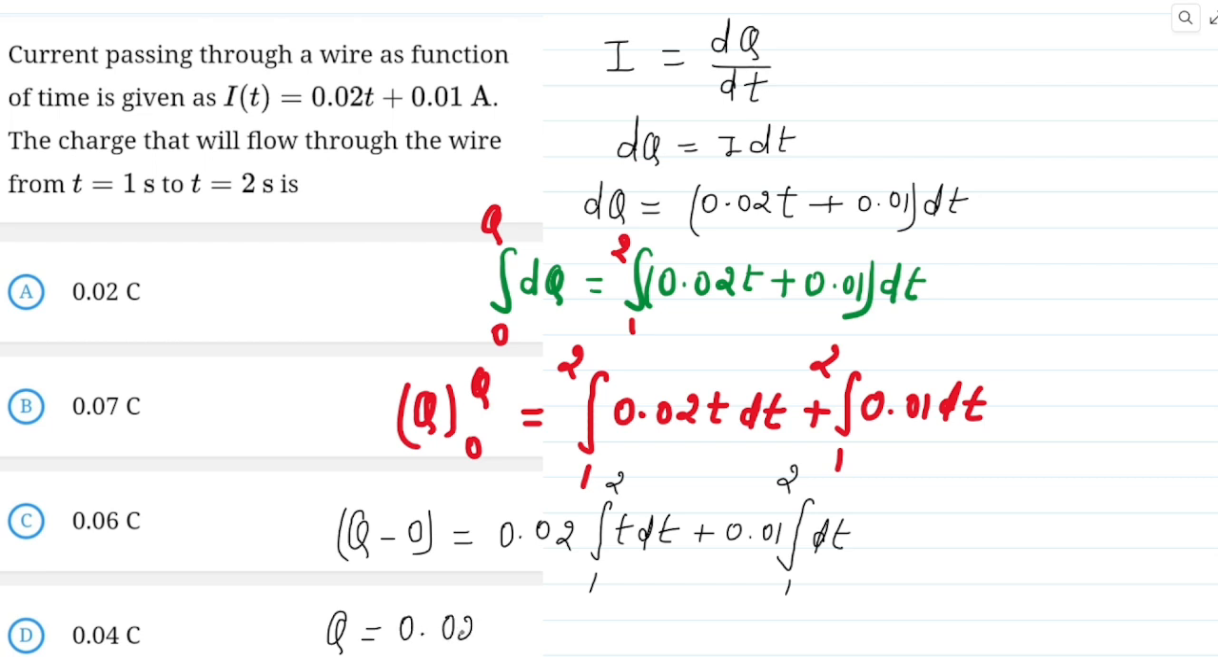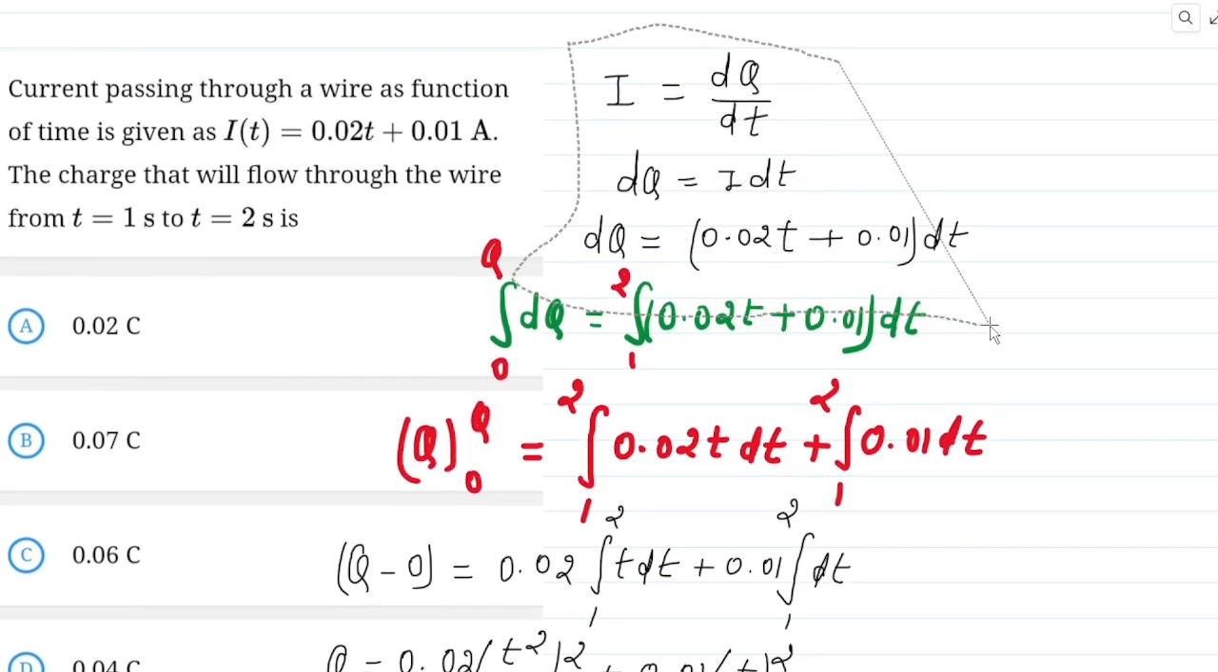0.02 into what is the integration of t dt? The answer is t square by 2, and the limit is 1 to 2, plus 0.01 is a constant term, 0.01, and the integration of dt is t, and again we have to put the limit, which is 1 to 2. Clear? Now on solving this term, this will be clear to you.